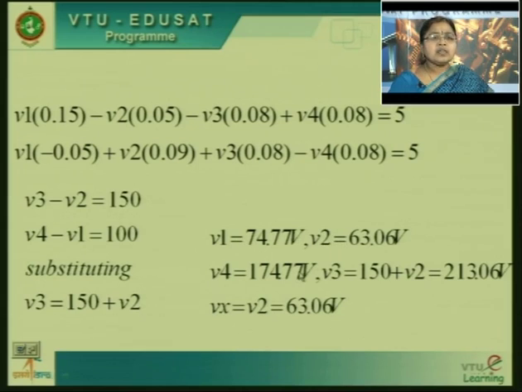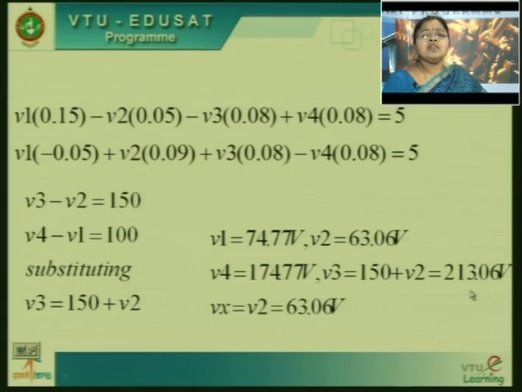Why we will get with these 3? Because we have reduced all the equations in terms of V1, V2 and V4. Now V3 is nothing but, we know that V3 is 150 plus V2. So 150 plus V2 if you add, you will get V3 value. That V3 value is 213.06. That is the voltage at node 3.